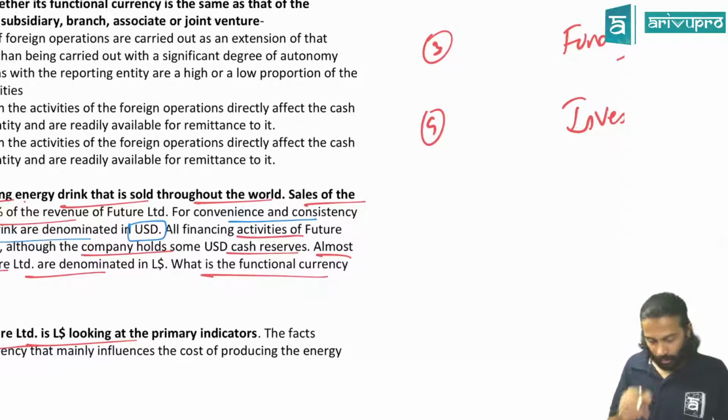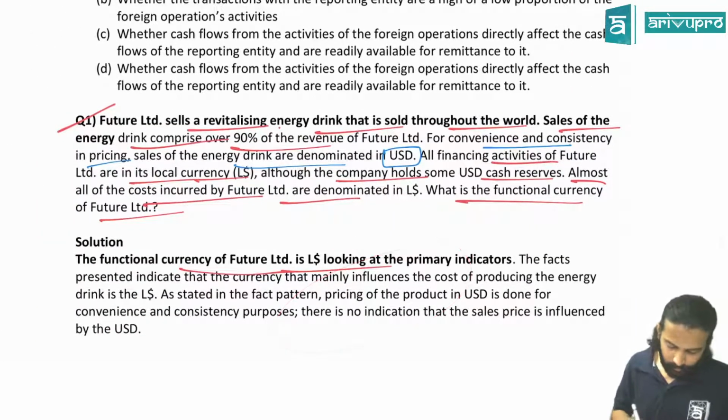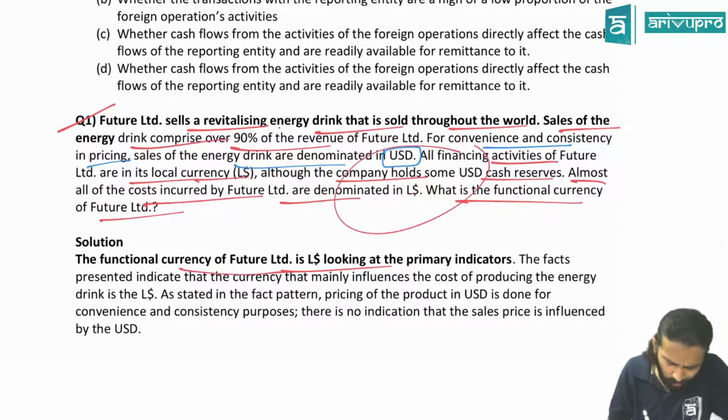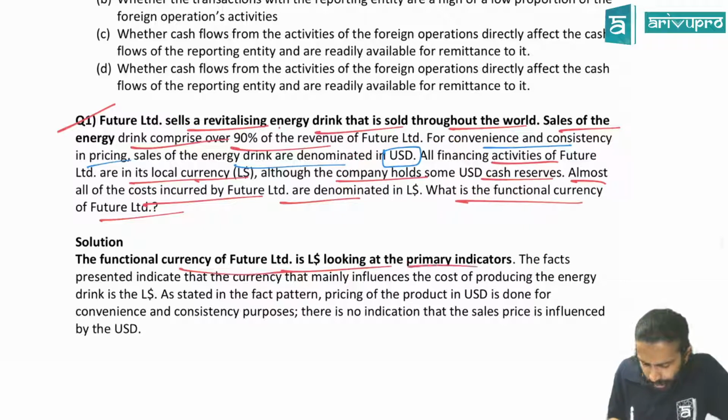Same thing they've given here also. First write the indicators, and just write the same points that are given here, and conclude. The conclusion is that local dollar is the functional currency.